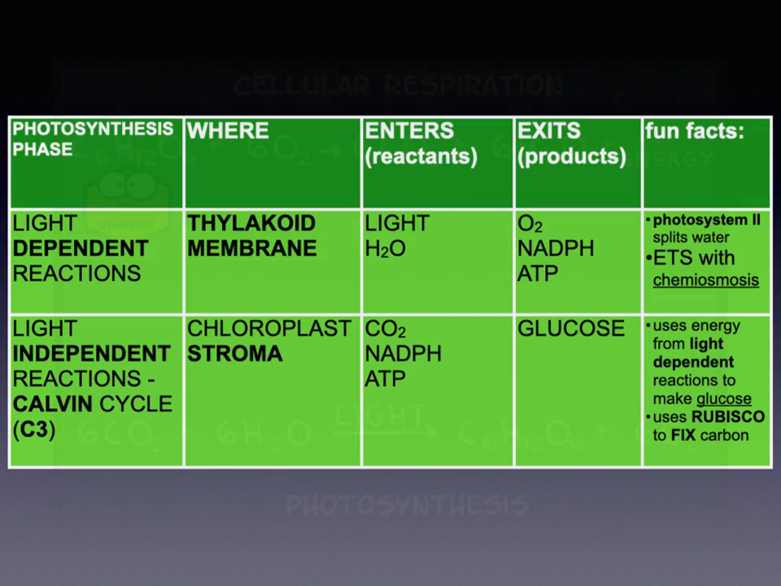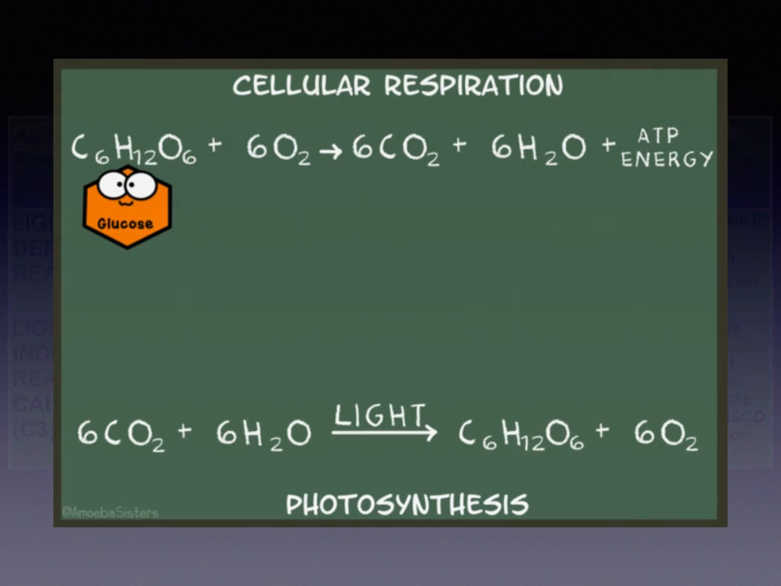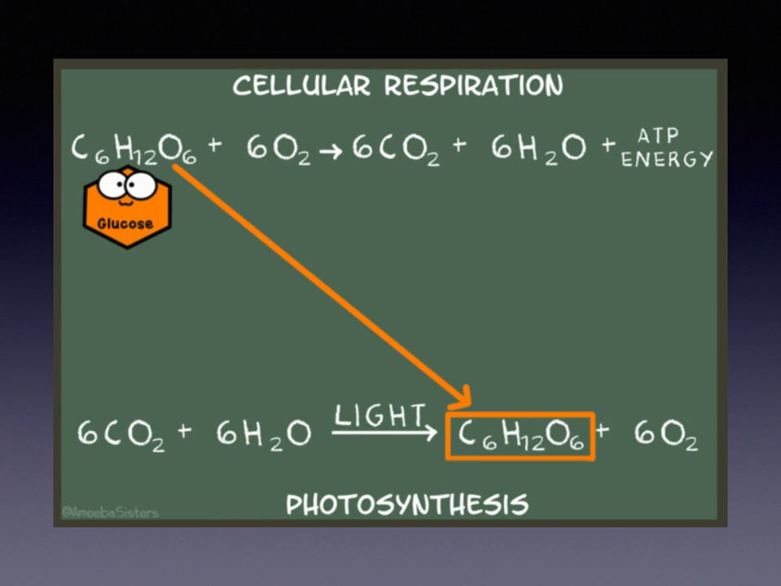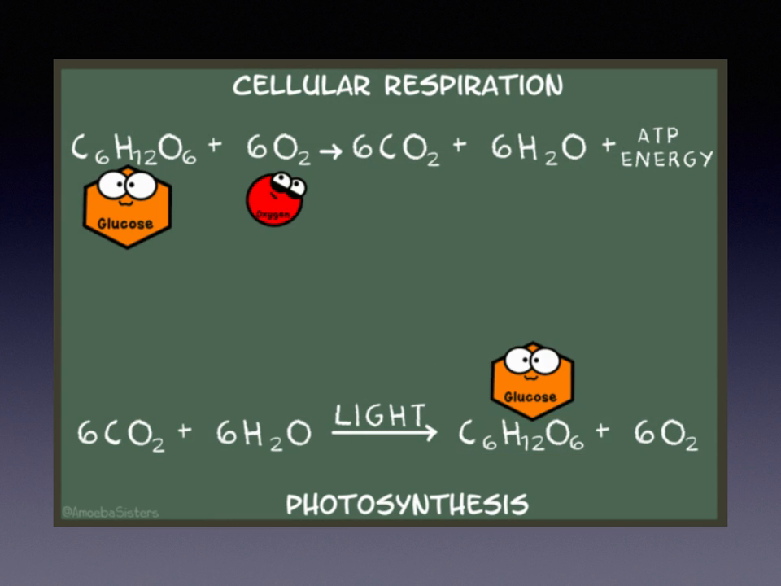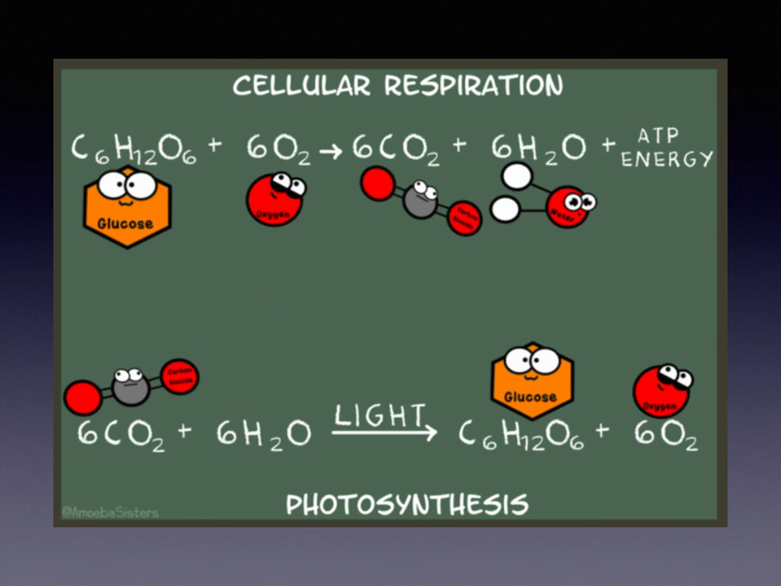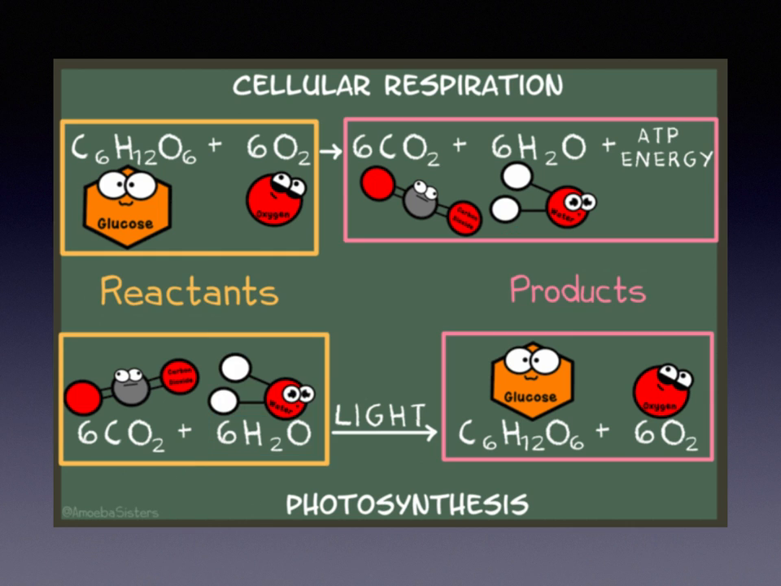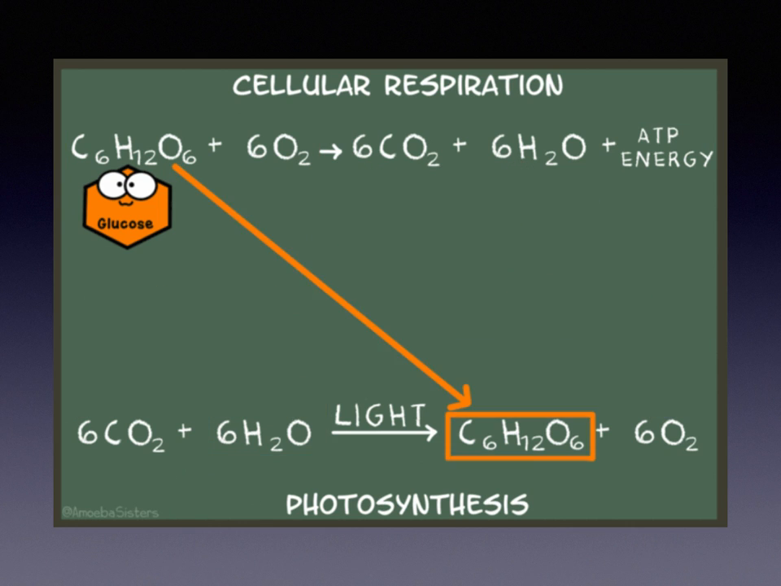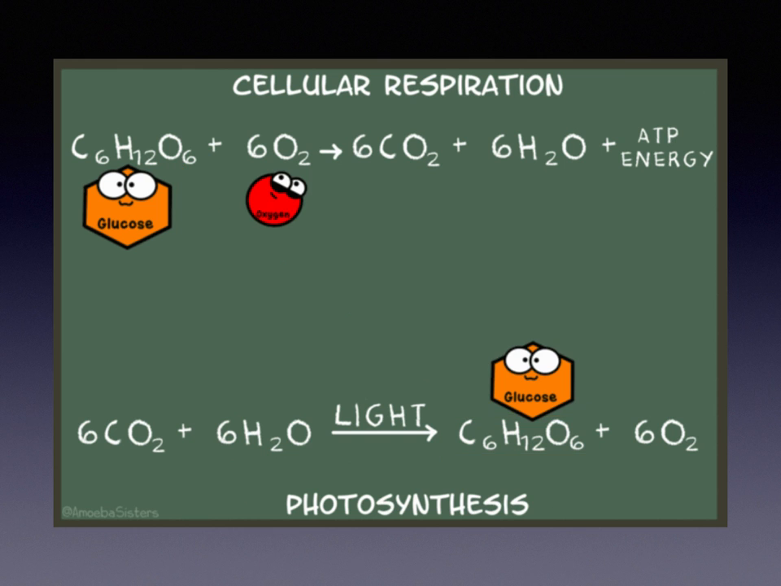Cellular respiration and photosynthesis are the inverse of each other, where the products for one are the reactants for the other. So the products for photosynthesis are glucose and oxygen. Those are the reactants that go into respiration. So cellular respiration and photosynthesis recycle each other's products. And this is a good thing for life on the planet.